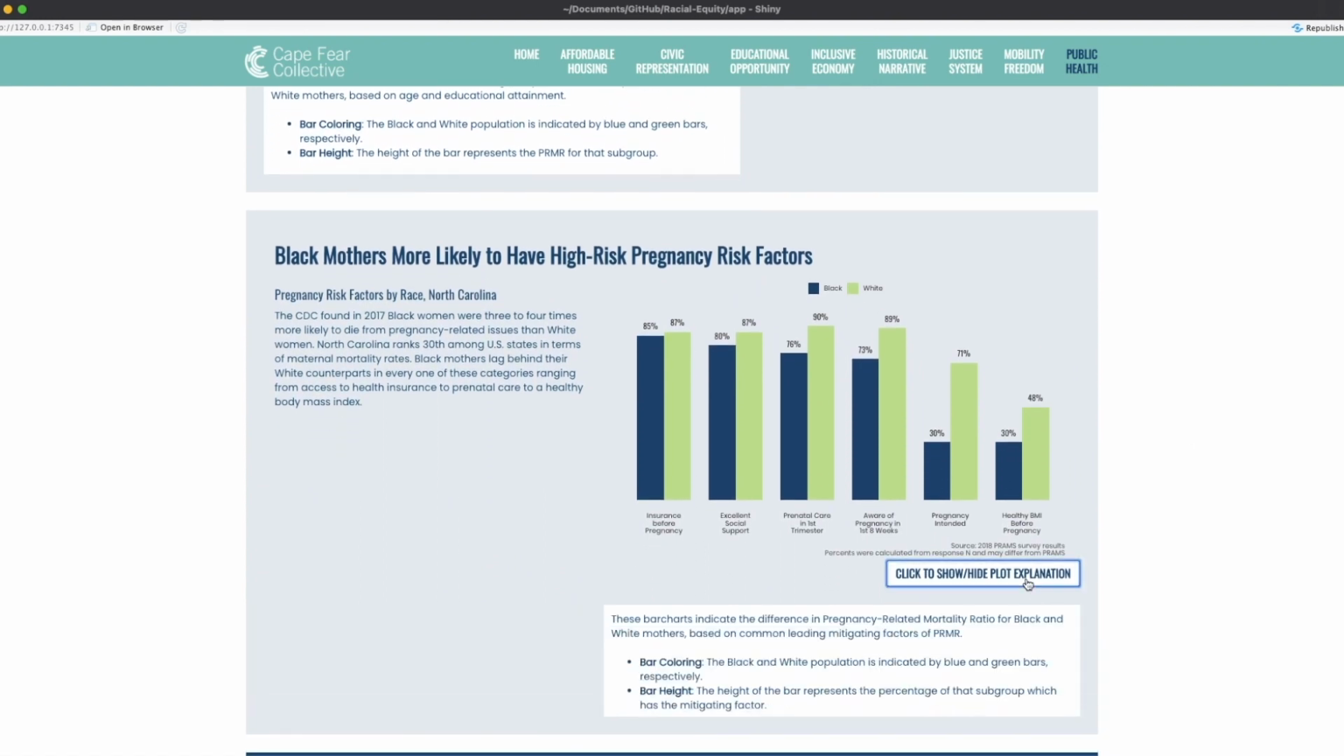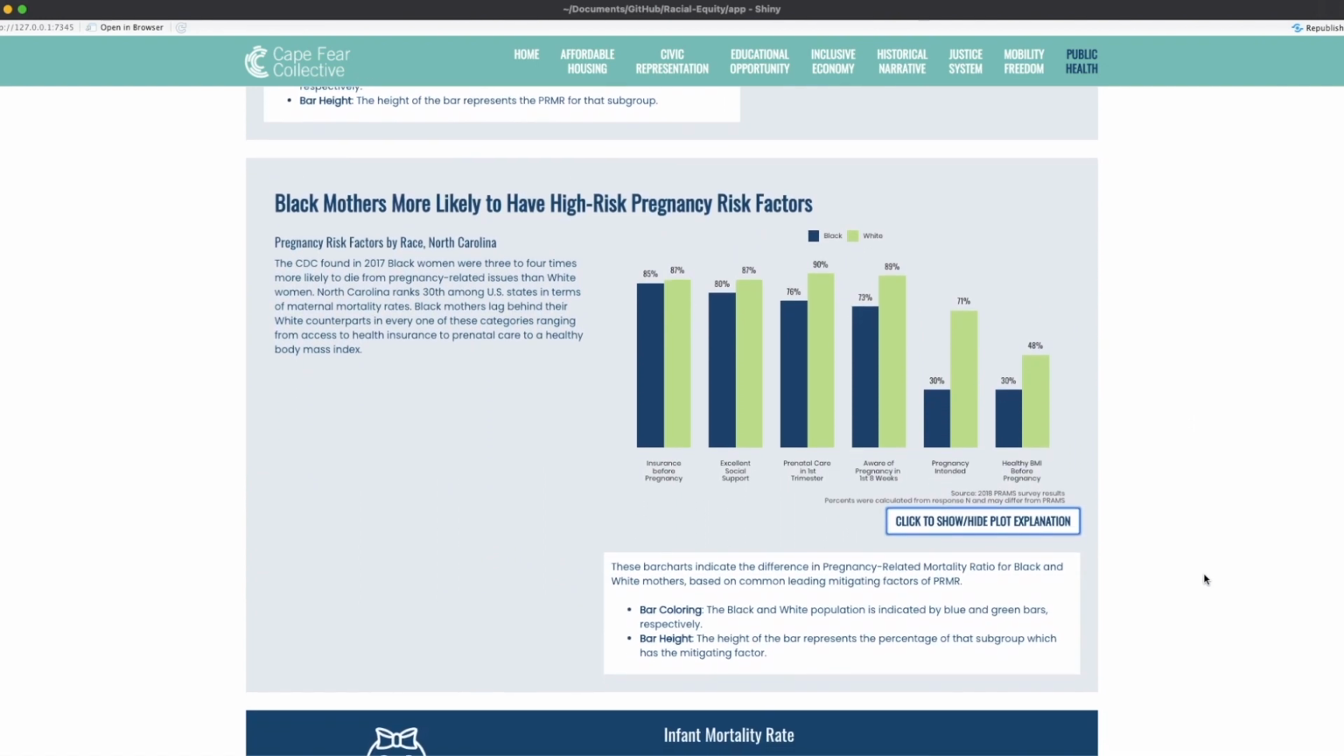Looking specifically at North Carolina, we were able to identify a roadmap of interventions based on high-risk pregnancy factors and have shared these with our community partners. For example, increased access to prenatal care and pregnancy testing would have a significant impact on pregnancy-related mortality ratio.